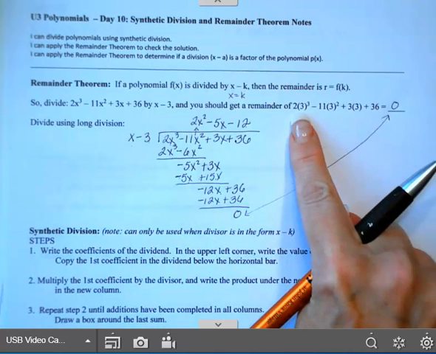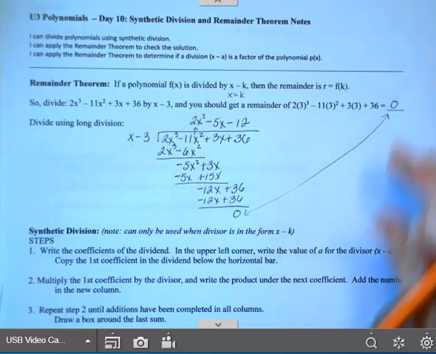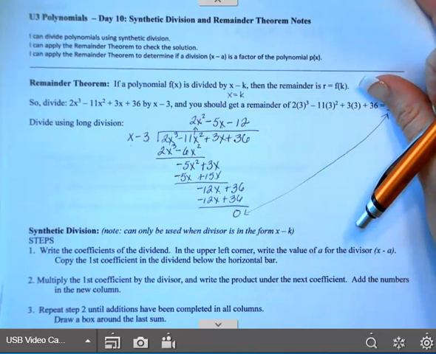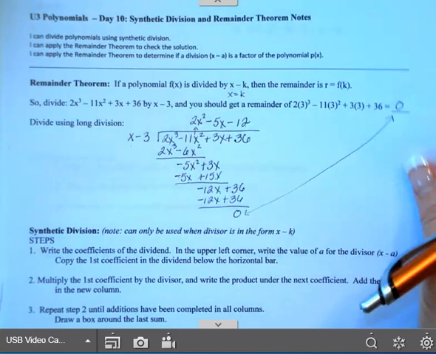If I just plug the 3 in, I don't get the quotient piece. And sometimes we might want that quotient piece. Another way to do long division when you have a linear factor is called synthetic division. And we're going to do that now.